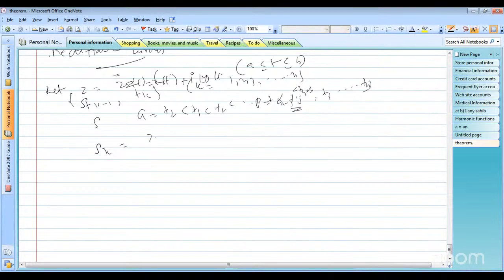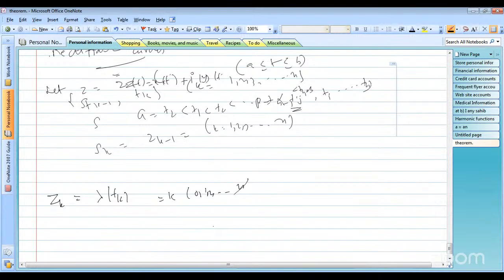So Sk is the arc from z(k-1) to zk, where k is equal to 1, 2, 3 and so on, where zk is equal to lambda of tk, for k equal to 0, 1, 2 up to n. Taking the initial point and the final point here, therefore the final point of each arc is the initial point of the next arc.